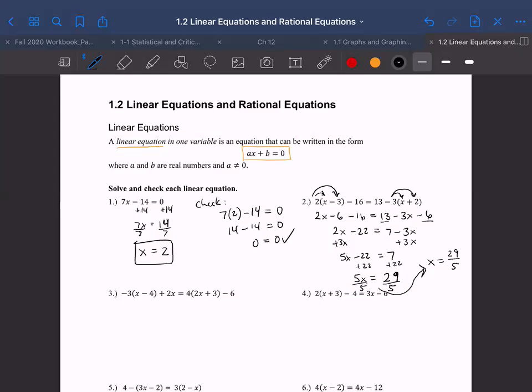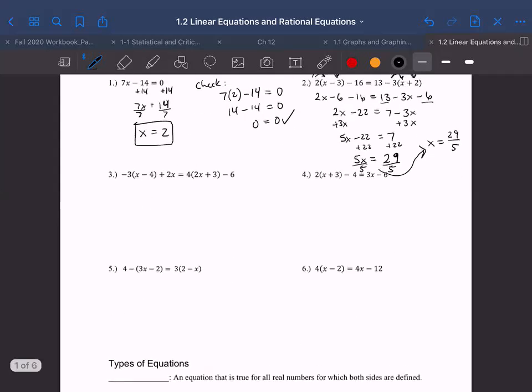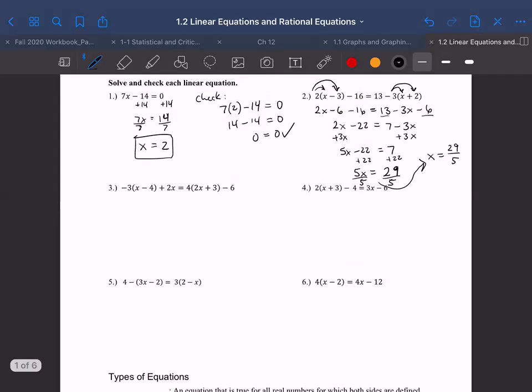The next step would be to plug that back in and make sure it works by doing a check. And once you do that, you'll know that you have it right. So I'm going to pause this right now because I want you to try a couple of these next ones and see how you do.